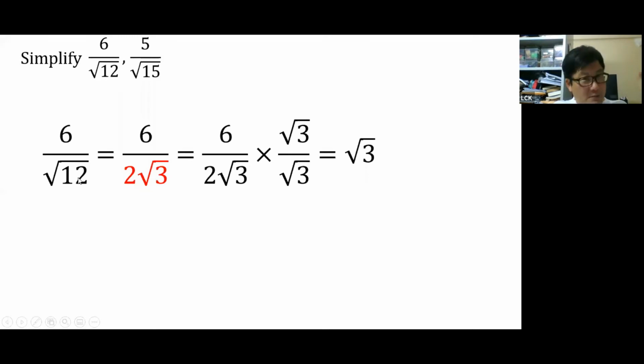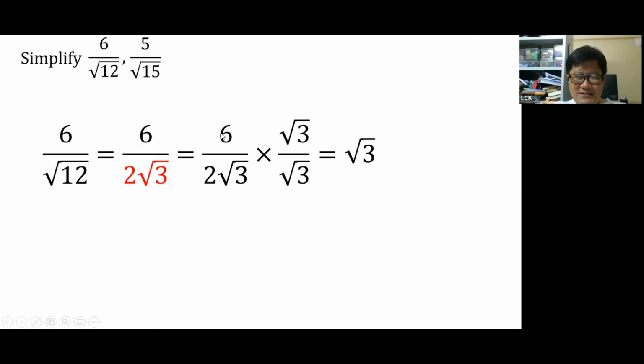All right? Remember our earlier slides, we simplified square root 12 and we got 2 square root 3. And this is simply equal to 6 over square root 3 times square root 3 over square root 3. You can ignore the 2 here. No problems, all right? Because why? You are just trying to convert this square root 3. So just multiply by square root 3 over square root 3.